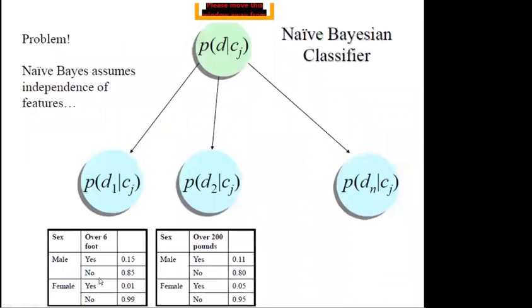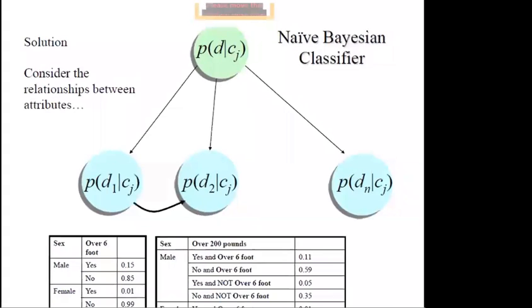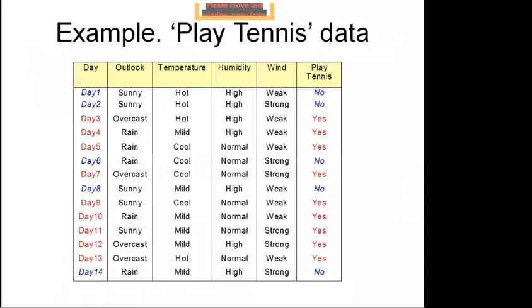Over 6 foot, over 200. Similarly, whatever data is given, first you need to write down the probability tables for them. Probability tables you have to write down, then go on applying the formula and find out which probability is highest, to see which class the given new data belongs to. So this is the example. You have seen this data again and again.